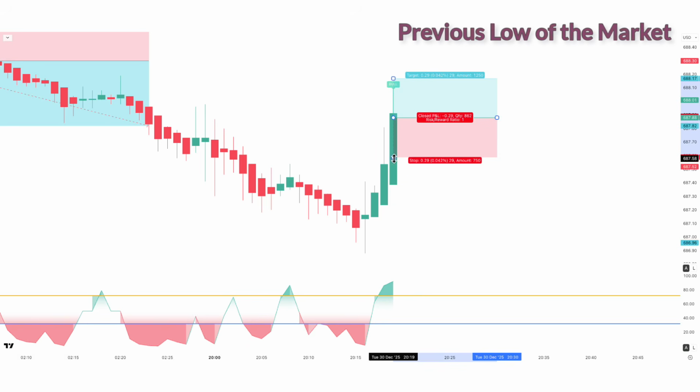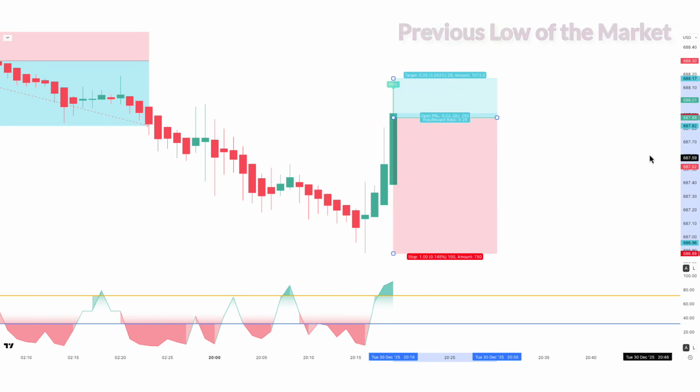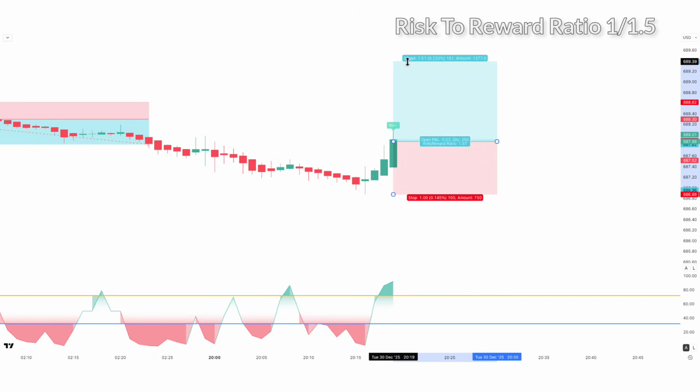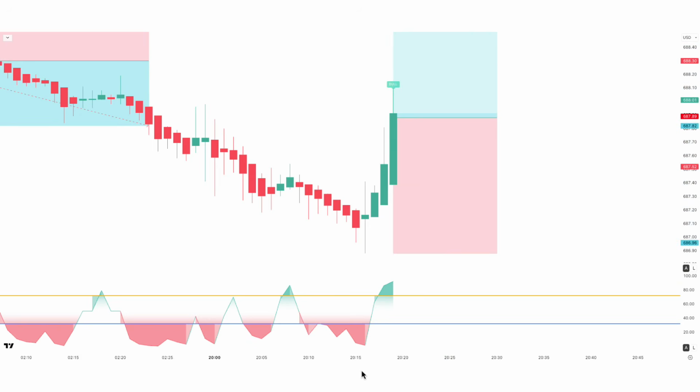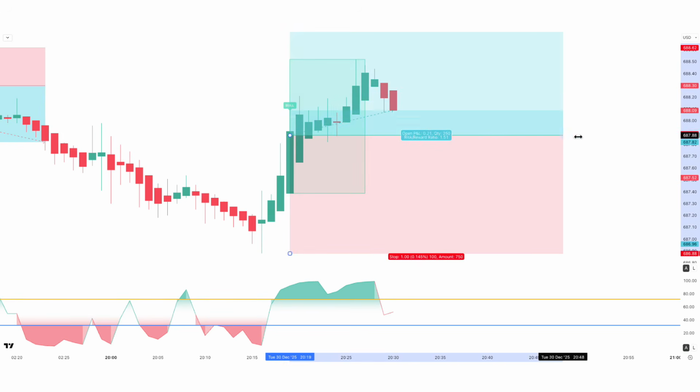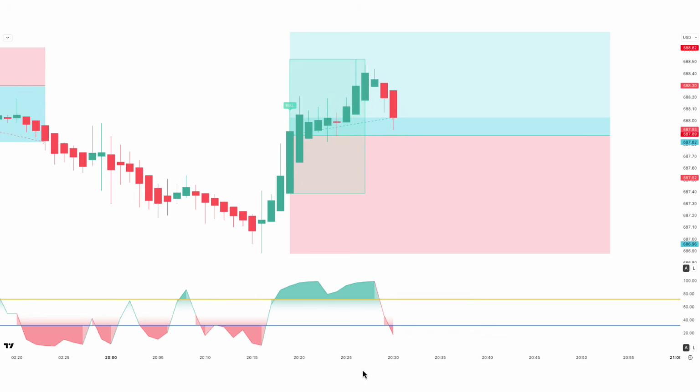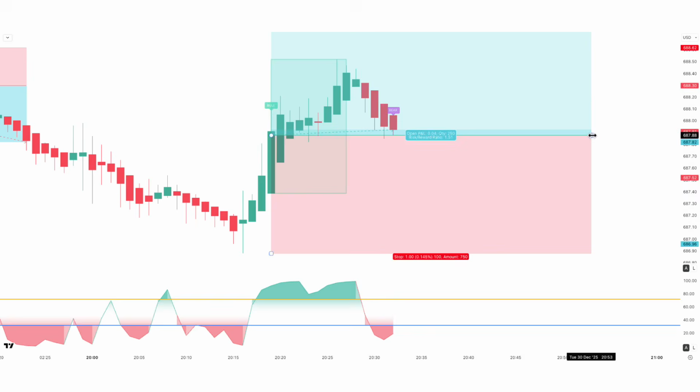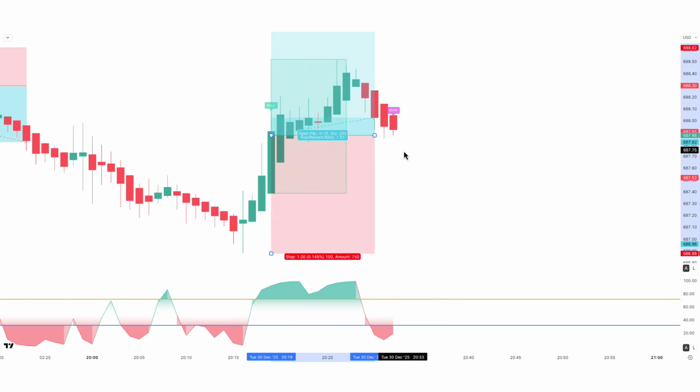Our stop loss is to be placed at the previous low of the market, and the risk to reward ratio will be 1:1.5. Let's see what happens to our trade. Our trade is running in profit. Here, the market has given the next signal, so we will close this trade.